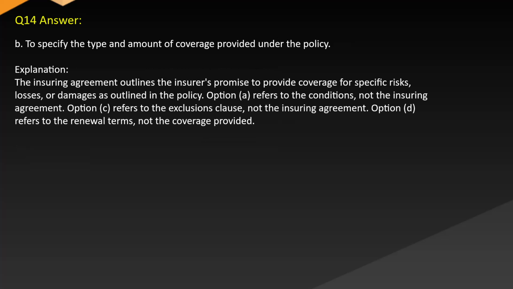Answer. B. To specify the type and amount of coverage provided under the policy. Explanation. The insuring agreement outlines the insurer's promise to provide coverage for specific risks, losses, or damages as outlined in the policy. Option A refers to the conditions, not the insuring agreement. Option C refers to the exclusions clause, not the insuring agreement. Option D refers to the renewal terms, not the coverage provided.